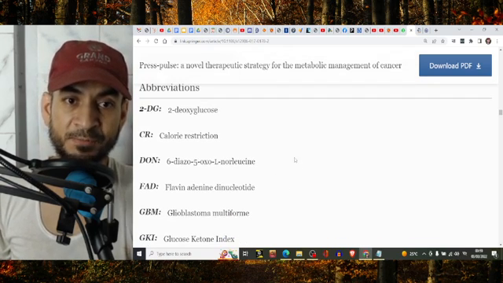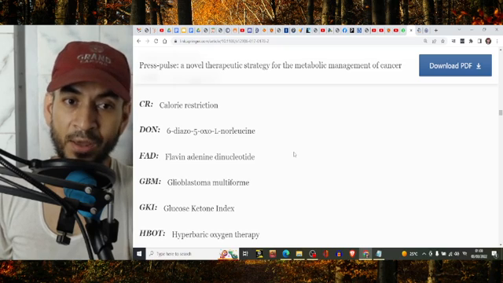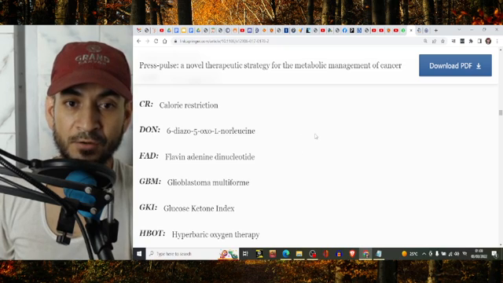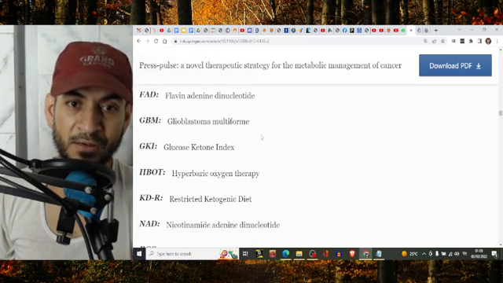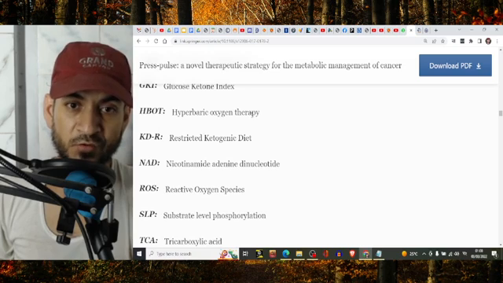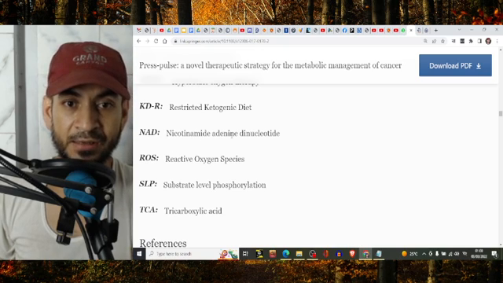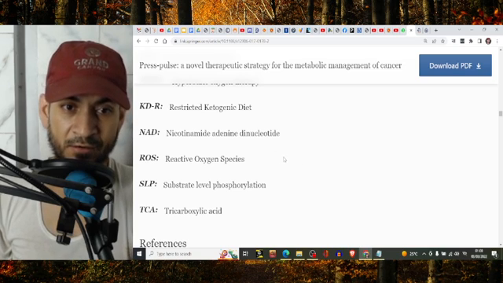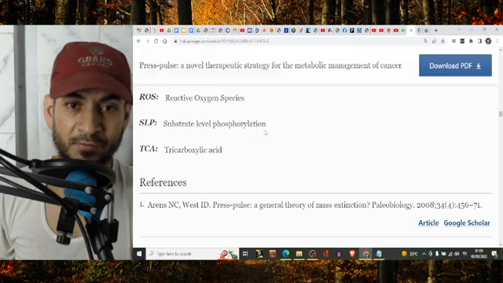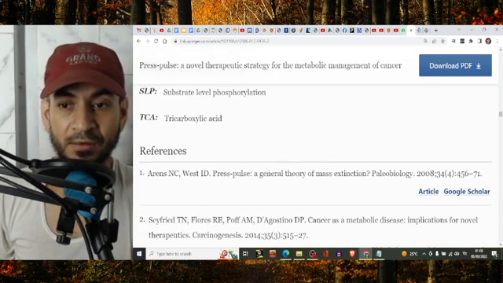The abbreviations that were used in this paper are: 2DG stands for 2-deoxyglucose, CR means calorie restriction, DON is 6-diazo-5-oxo-L-norleucine, FAD stands for flavin adenine dinucleotide, GBM stands for glioblastoma multiforme, GKI stands for glucose ketone index, HBOT stands for hyperbaric oxygen therapy, KD-R, restricted ketogenic diet, NAD, nicotinamide adenine dinucleotide, ROS, reactive oxygen species, SLP, substrate level phosphorylation, TCA, tricarboxylic acid. And then we go into the references.